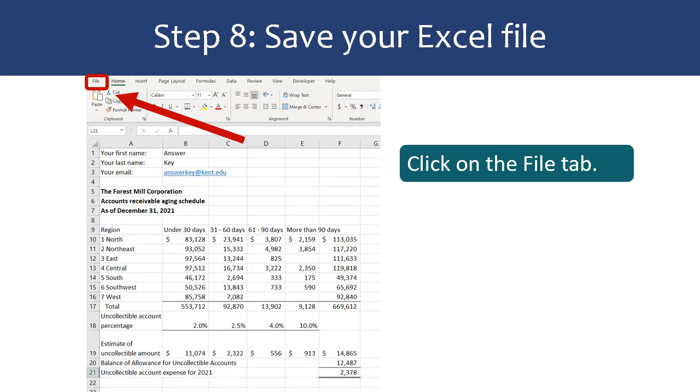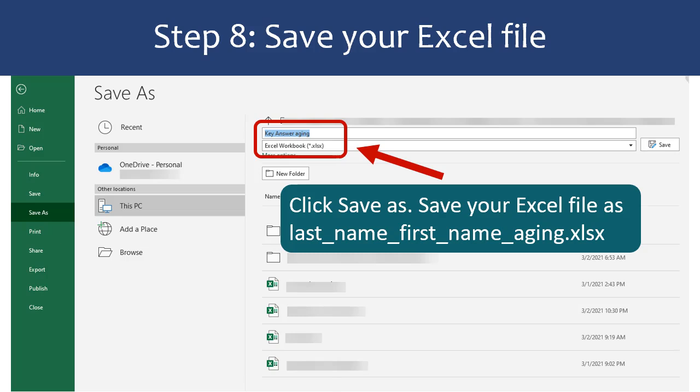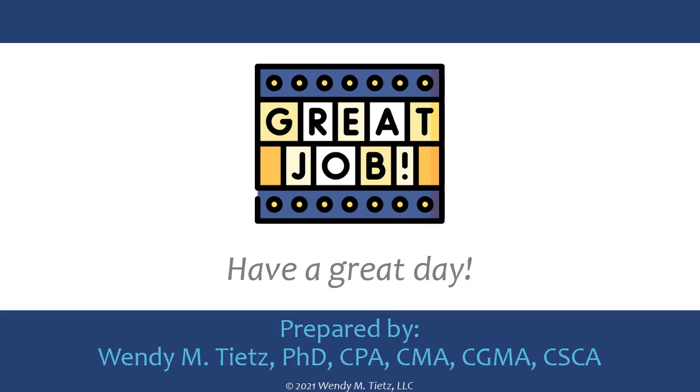Now you need to save your Excel file. Click on the File tab. Click Save As. Save your Excel file as last name, first name, edgy.xlsx. Be sure to make note of where your file is saved. You will need to submit it according to separate instructions. That's it. You are done with the Excel portion of this assignment. Follow the rest of the instructions to submit the file for credit.